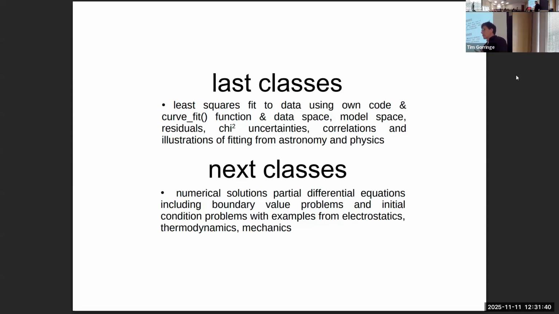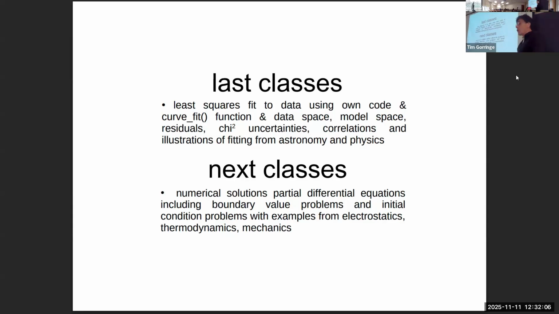Last few classes, we've been working on least squares fitting. We started with linear least squares fitting. We could solve that problem analytically. We worked towards nonlinear least squares fitting, where we use iterative methods. We talked about data space and model space as helpful visualizations.